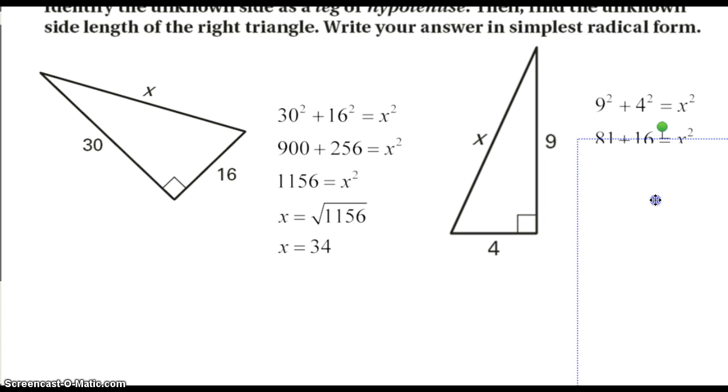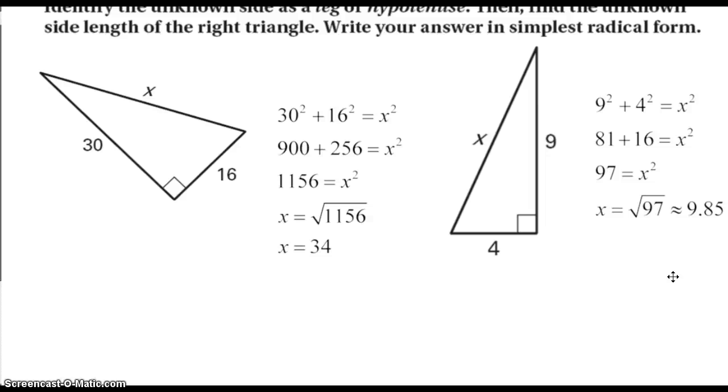So we should have got 9 squared plus 4 squared. It wouldn't matter which one you put first, 9 or 4, it does not matter. Square them both, so it's 81 plus 16 equals x squared. We're going to get x squared equals 97. We're going to get x equals the square root of 97. If we put that in a calculator, we're going to get 9.85.